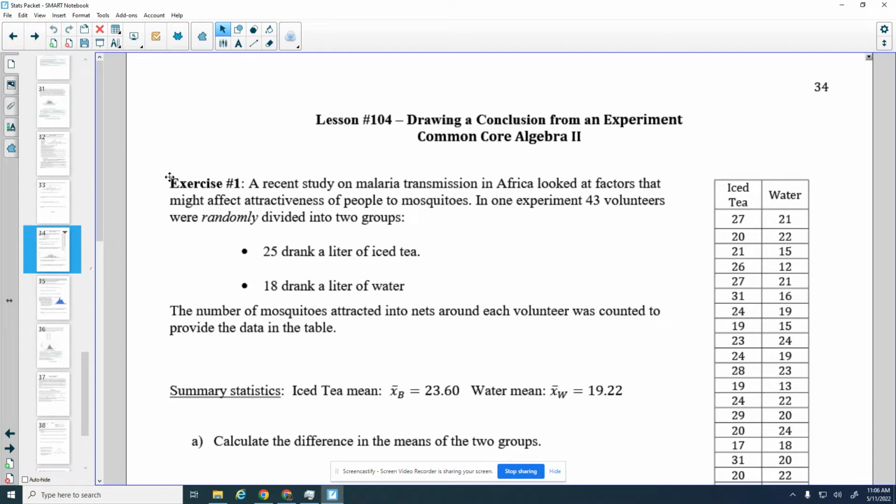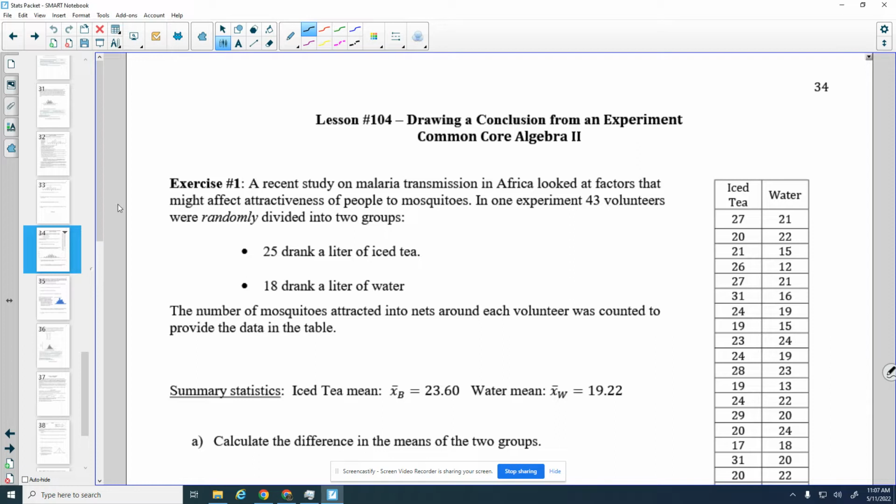In Lesson 104, we're going to look at some examples of experiments and deciding if we have statistically significant results. So the first one says, a recent study on malaria transmission in Africa looked at factors that might affect attractiveness of people to mosquitoes. In one experiment, 43 volunteers were randomly divided into two groups. 25 drank a liter of iced tea and 18 drank a liter of water. The number of mosquitoes attracted into nets around each volunteer was counted to provide the data in the table.